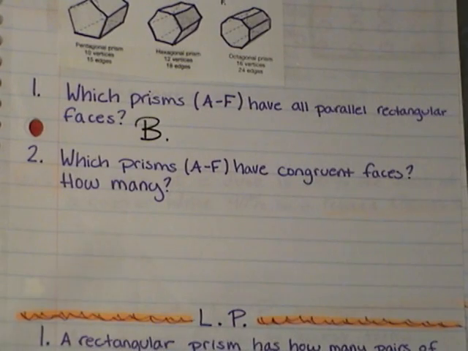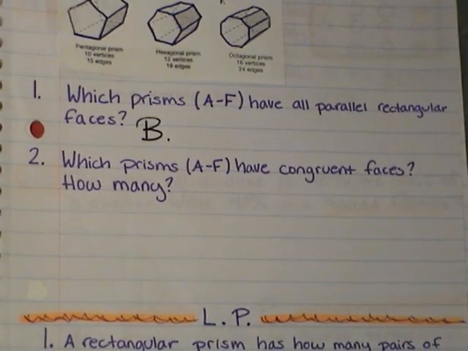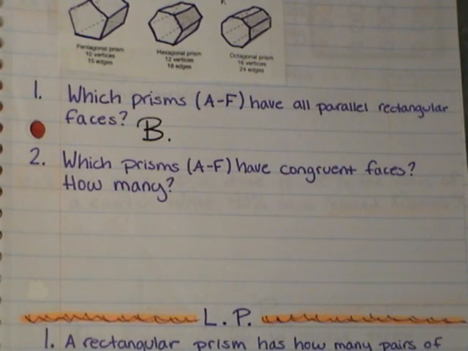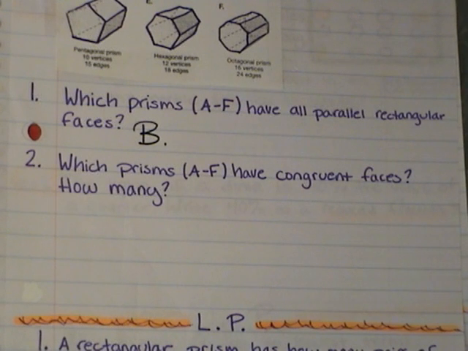Alright, which prisms, A through F, have congruent faces, and how many? So what I want you to do is put A, B, C, D, E, and F, and then tell me how many congruent faces they have.